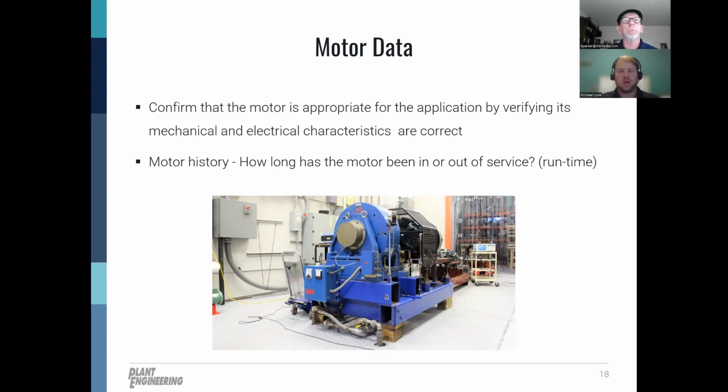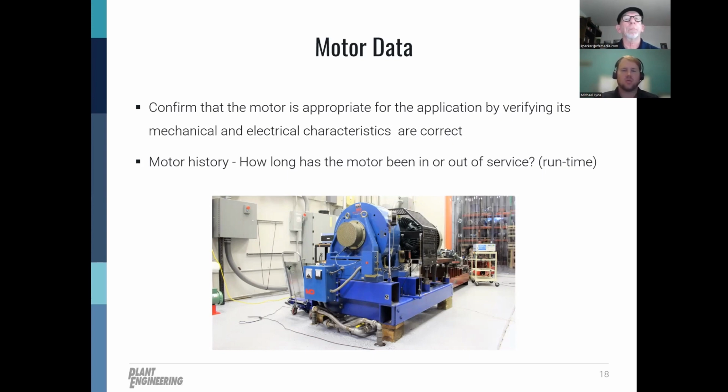But if you do have a nameplate and you can't find it, sometimes it may be on the bottom, or on the opposite side of where you can really see well. Try to get a photo or try to take some data off of those nameplates. And then also we mentioned history of the motor. So how long has the motor been in service, or how much runtime has the motor encountered?